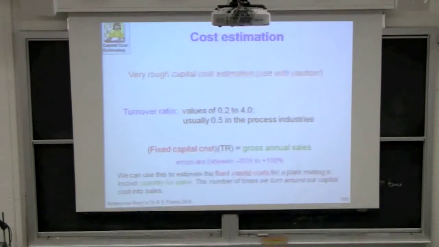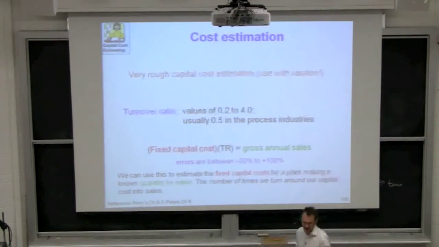And your boss is going to say, well, that's no good to me. You can't tell me something's going to cost between $5 billion and $20 billion. I need something a bit more specific. But this is what this turnover ratio is all about. It's just a very crude, rough number.